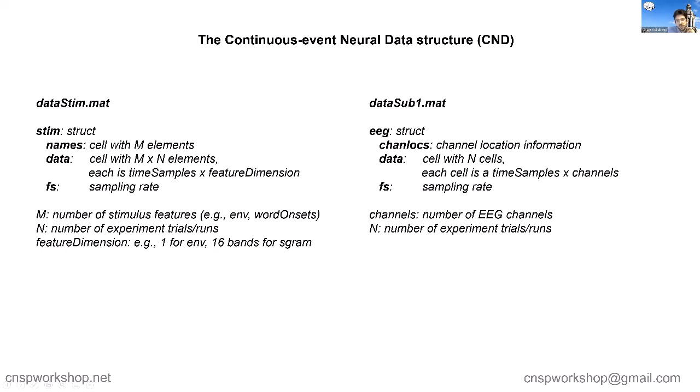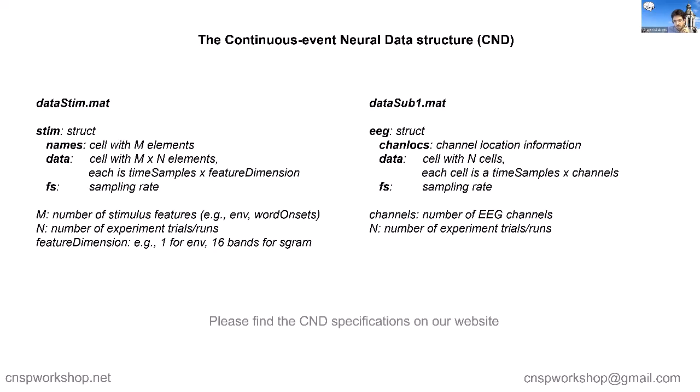For each feature set, of course, for every trial of the N trials, you'll have time samples and then feature dimension. Feature dimension is 1 if you have envelope. If you have a spectrogram, you'll have maybe 8 bands or 16 bands. So it can be multivariate. You can have a combined model like Liberty was showing, which would have a combination of all features here. And it will be clear when you run it.